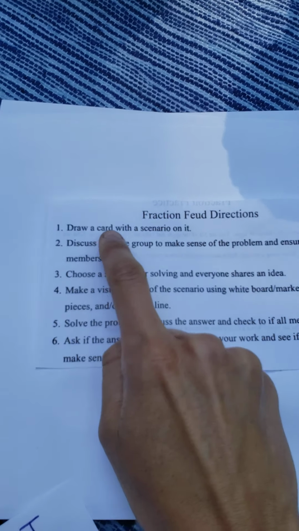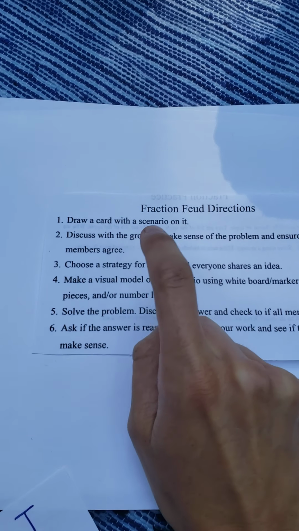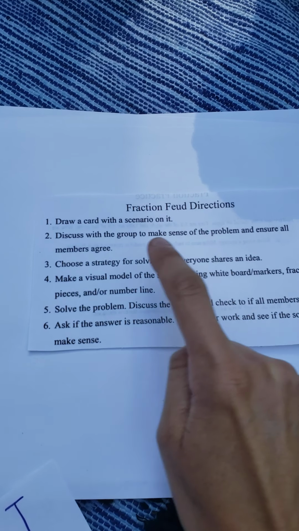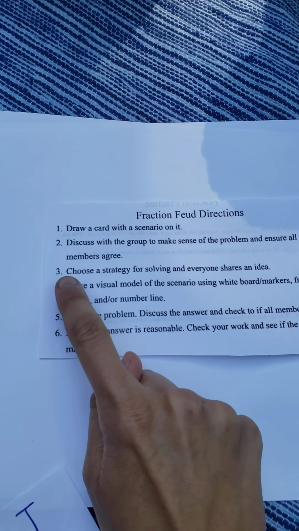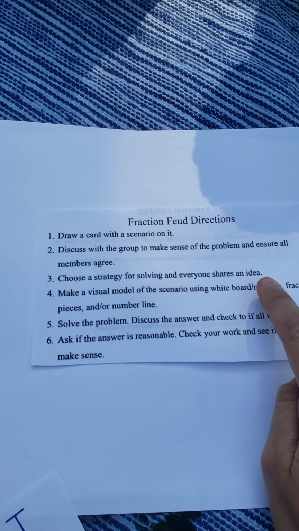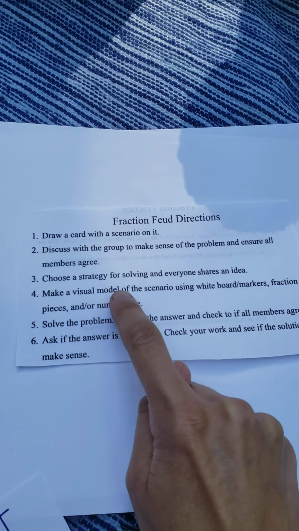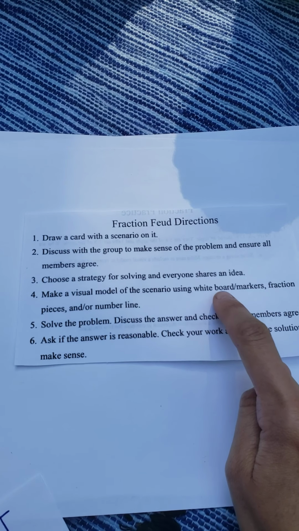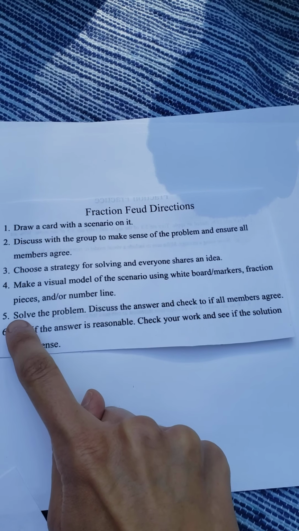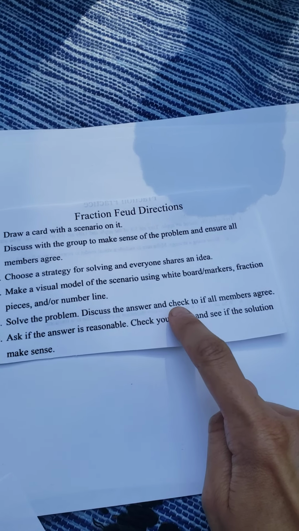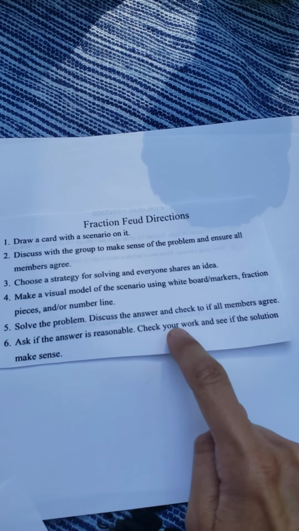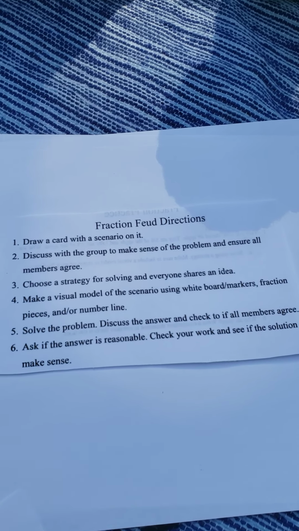Rule number 1, draw a card with a scenario on it. Rule number 2, discuss with the group to make sense of the problem and ensure all members agree. Number 3, choose a strategy for solving and everyone shares an idea. Number 4, make a visual model of the scenario using whiteboards, markers, or paper, fraction pieces, or number lines. Solve the problem, discuss and answer to check if all members agree. Ask if the answer is reasonable. Check your work and see if the solution makes sense.